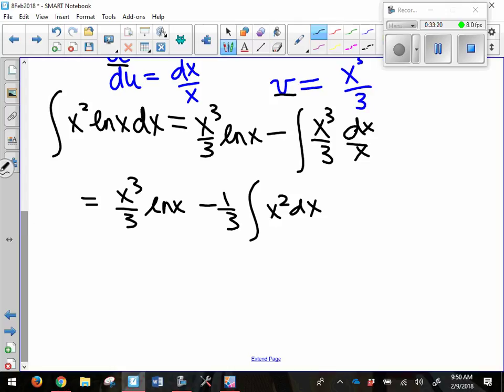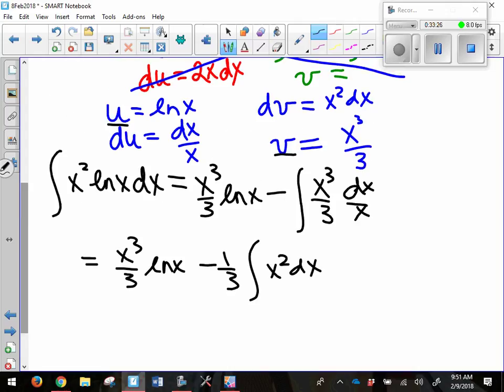I'm sorry. I want to answer your question. Could you talk louder? The integral of u du. You mean v dv? Like that? No. Right, so this was uv minus v du. And v is x cubed over 3, and du is dx over x. Are you with me there? You got it?